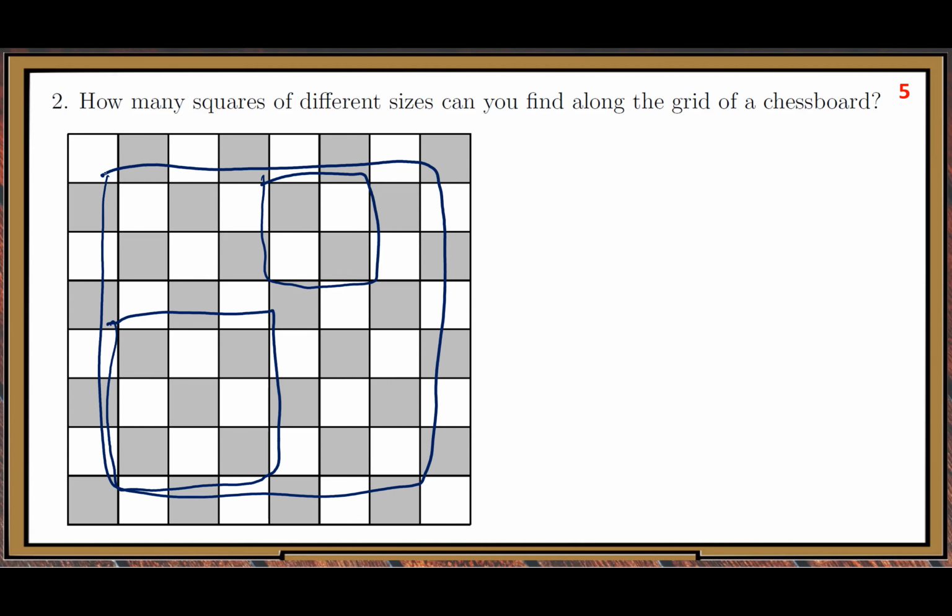Think about different sizes, how to handle the squares of different sizes.